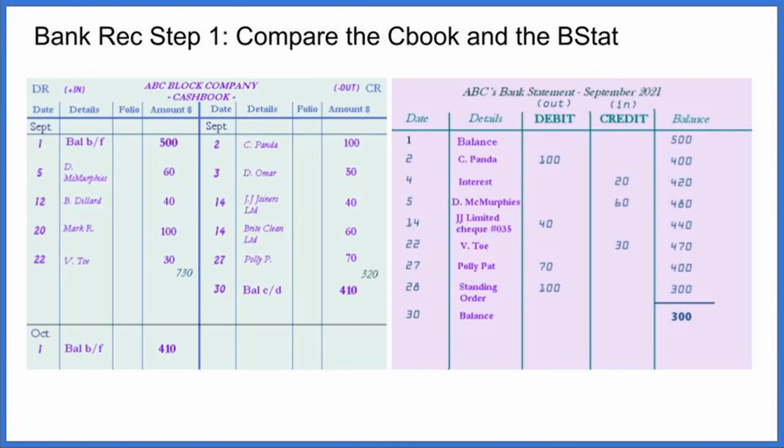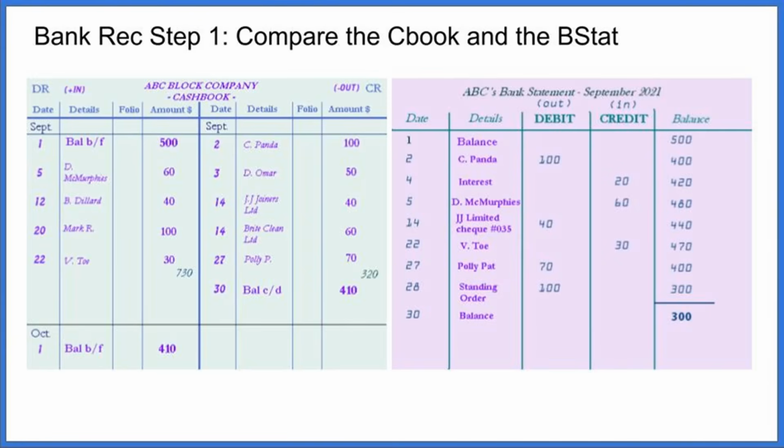So this will be things like interest, bank fees, not sufficient funds checks, etc. The good news for you is that you don't really need to know too much about all of these things. You just need to know whether it's an in or an out. And that's why I recommend really drilling it into your brain that for the cash book, debit is in, credit is out, and for the bank statement, debit is out and credit is in, right? That's going to help you more than anything else.